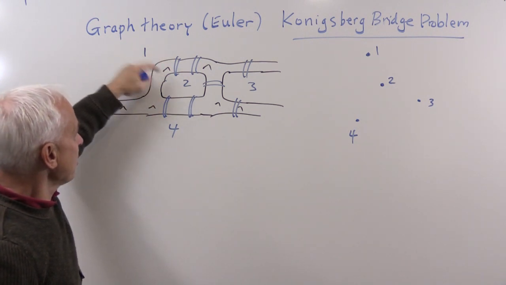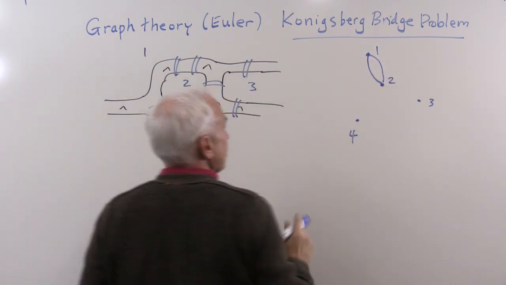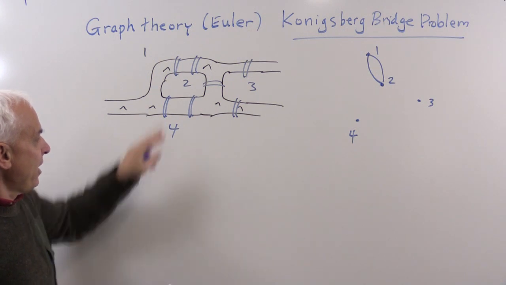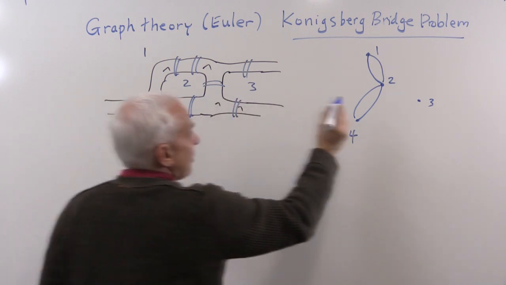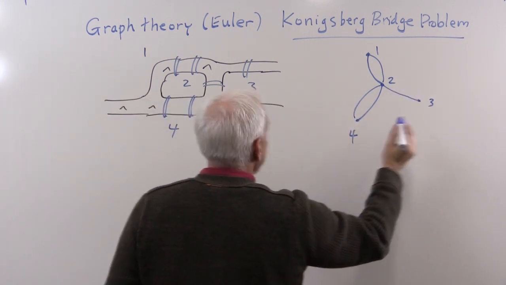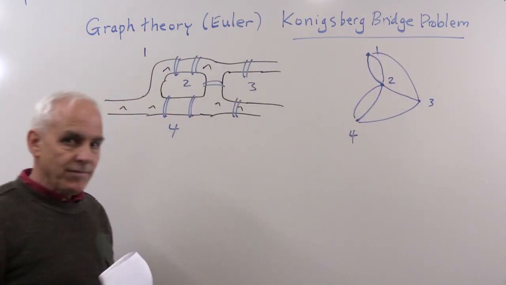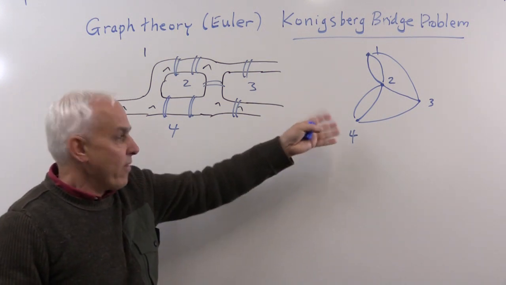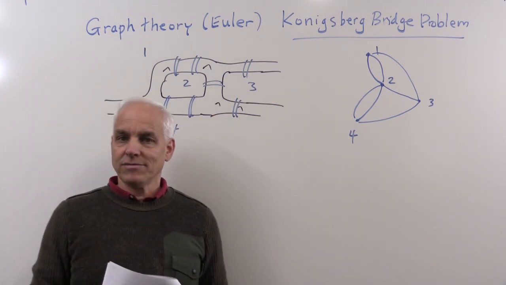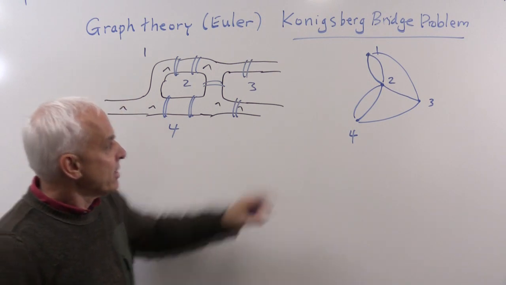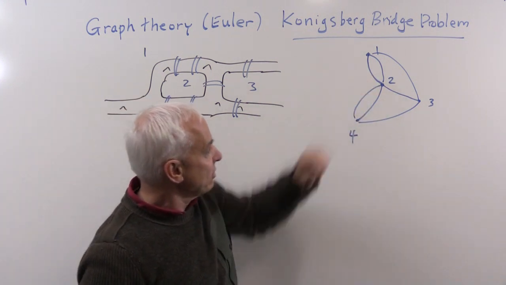So this bridge here is an arc from 1 to 2, so we can represent it on the graph like this. And there's 2 such bridges, so we can put 2 arcs representing these 2 bridges. And then from 2 to 4, there are also 2 bridges. From 2 to 3, there's a bridge. From 3 to 4, there's one. And from 3 to 1, there's also one. So this is really the first time a graph appeared as a kind of embodiment of the essential information of this topological or geographical situation. So the graph has nodes and it has edges. In this case, it has multiple edges between 2 nodes.